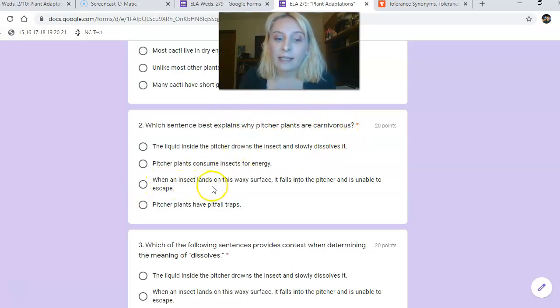When an insect lands on this waxy surface, it falls into the pitcher and is unable to escape. Does that explain why they're carnivorous? Pitcher plants have pitfall traps. Does that explain why they are carnivorous?